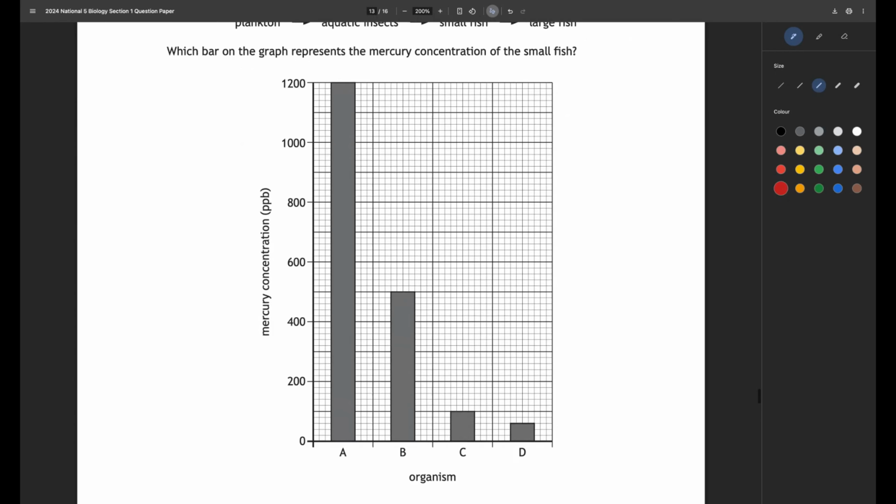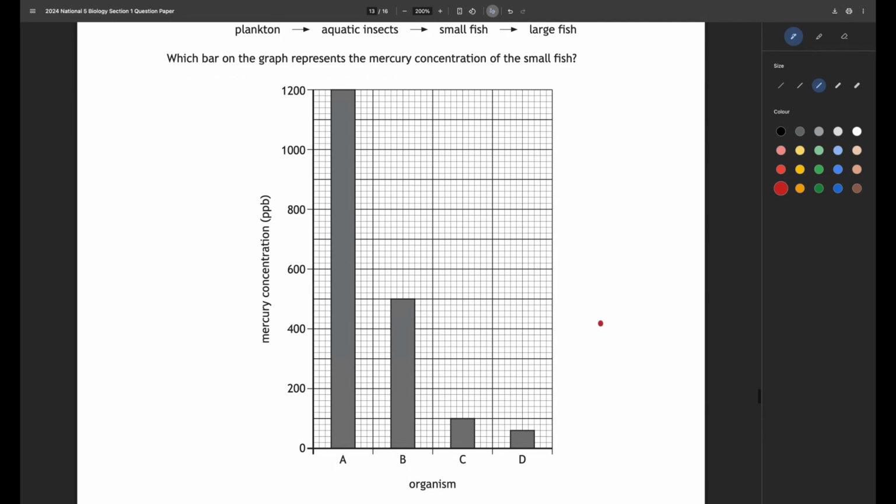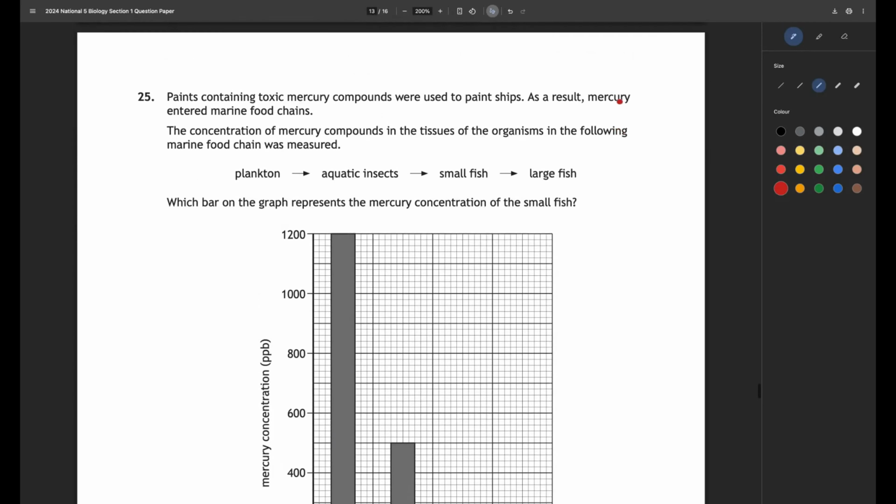Okay, so let's have a look. We've got organism A is the highest, organism B is the second highest, organism C is the third, and organism D has very little mercury. Now, because small fish is third in the food chain, that means it will have the second most. The large fish will have the most, the small fish will have the next most. And if we look at the bar graph here, B is the one with the second most, so therefore B is going to represent the mercury concentration of the small fish.